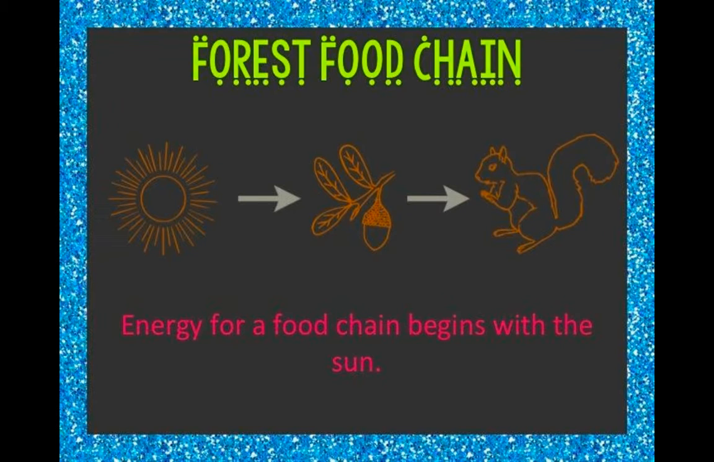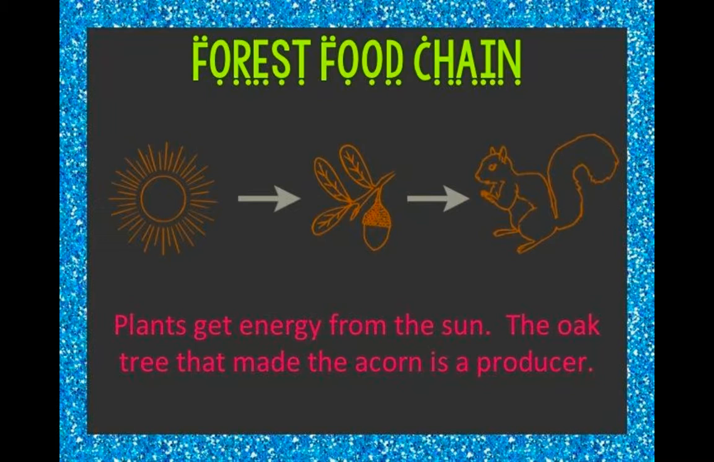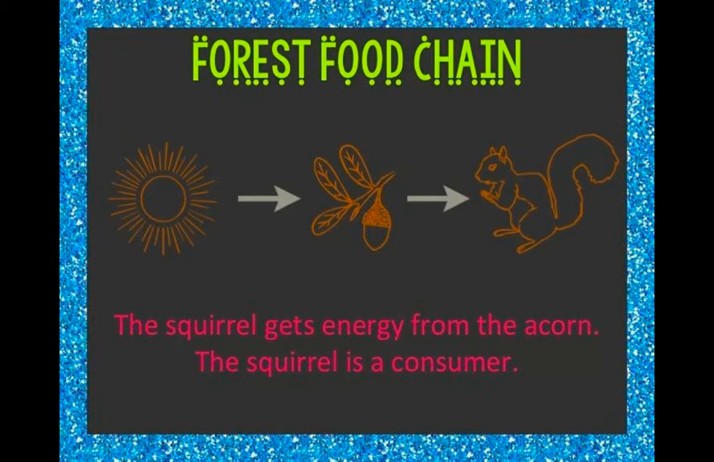Energy for all food chains always begins with the sun. Okay, so that's really important. That's what drives that energy at the beginning of food chains, and it's through photosynthesis. Plants get energy from the sun. That oak tree that made the acorn is a producer. It makes its own energy. The squirrel then gets the energy from the acorn.